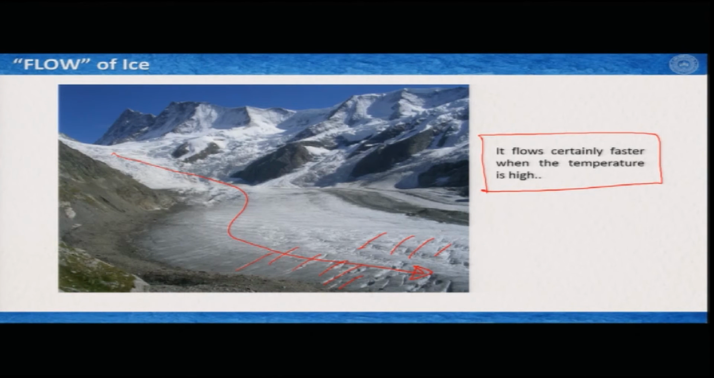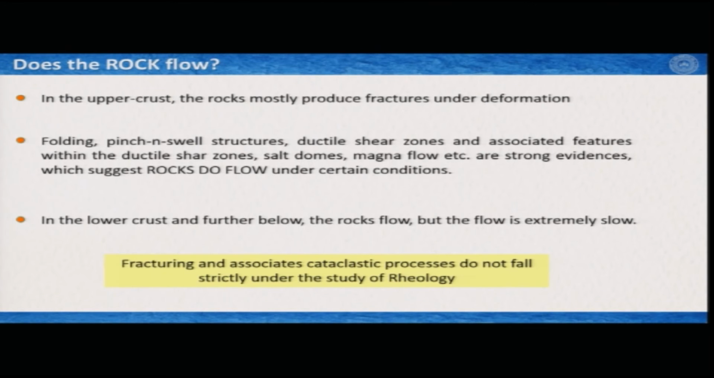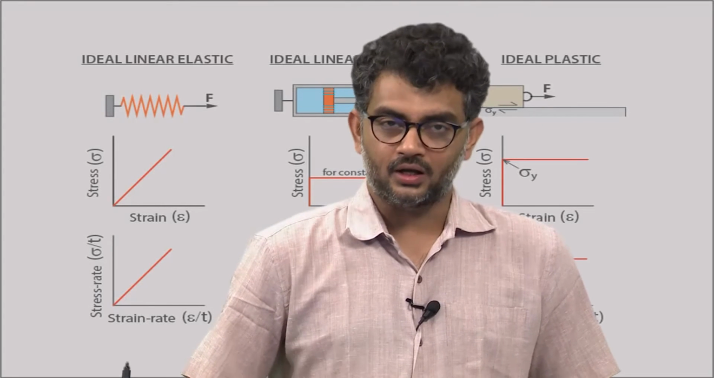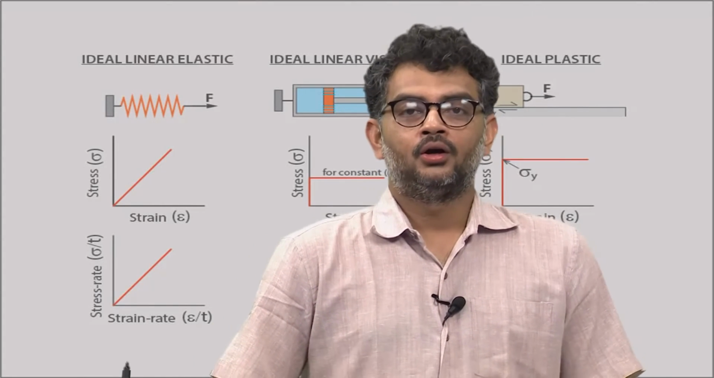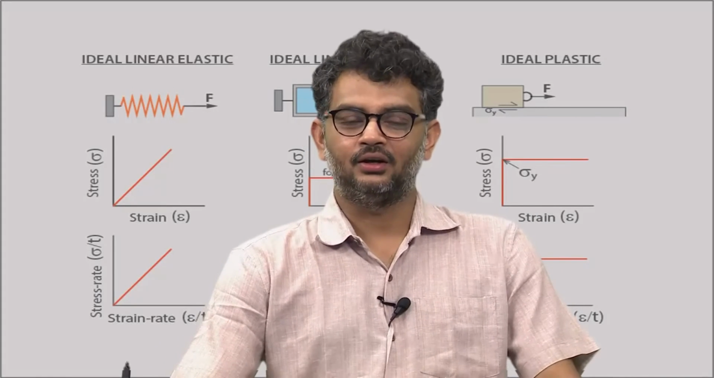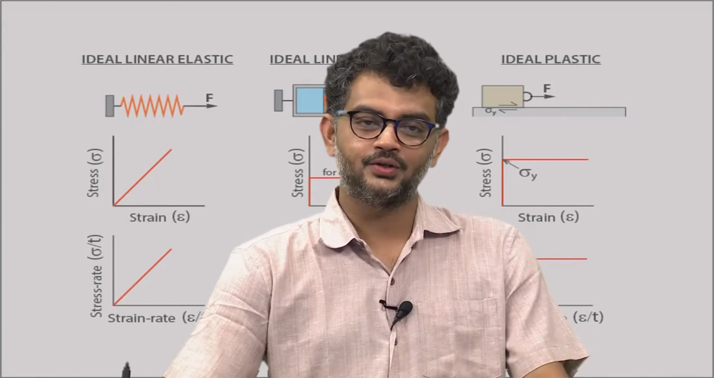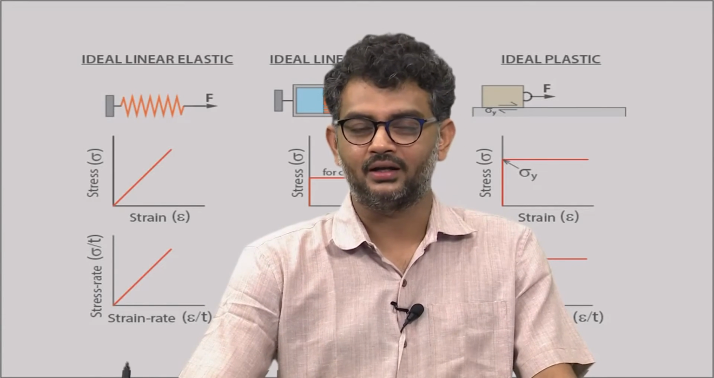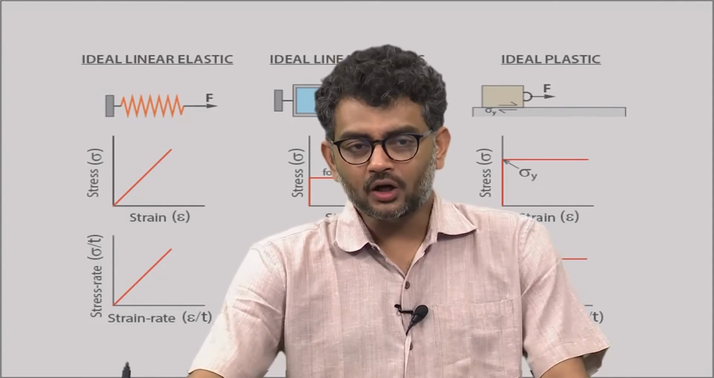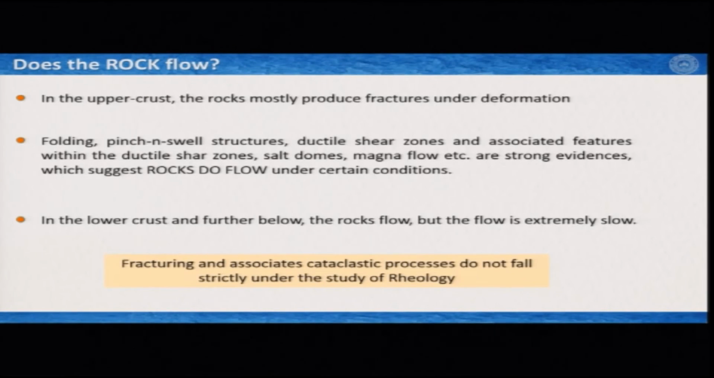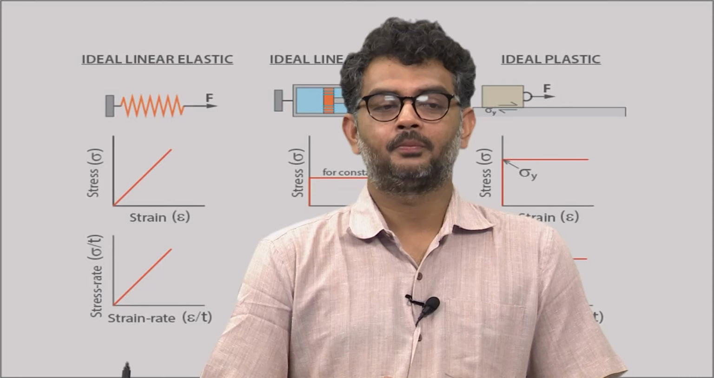So now we really have to ask the question: does the rock flow? Because we all live or survive mostly on the upper crust, on the surface of the earth, we don't see every day the rocks flowing, except some videos of magma flows and things like that from Hawaii and some other places. So our common assumption is that rocks do not flow, and they mostly produce fractures under deformation. And this assumption is perfectly right when you consider them with the ambience of the surface or near surface conditions.